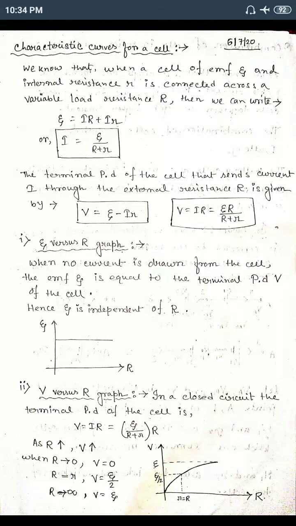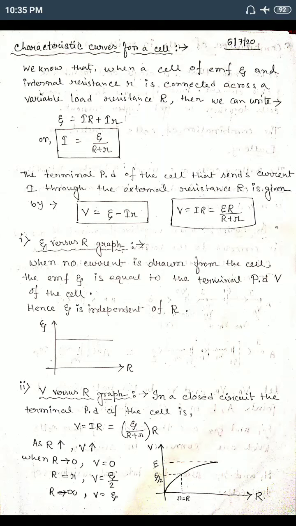And there is another equation. If we use Ohm's law, V equals IR, and from the expression I equals E by R plus r, if we put it over there, then we get V equals ER by R plus r. So these are the expressions.